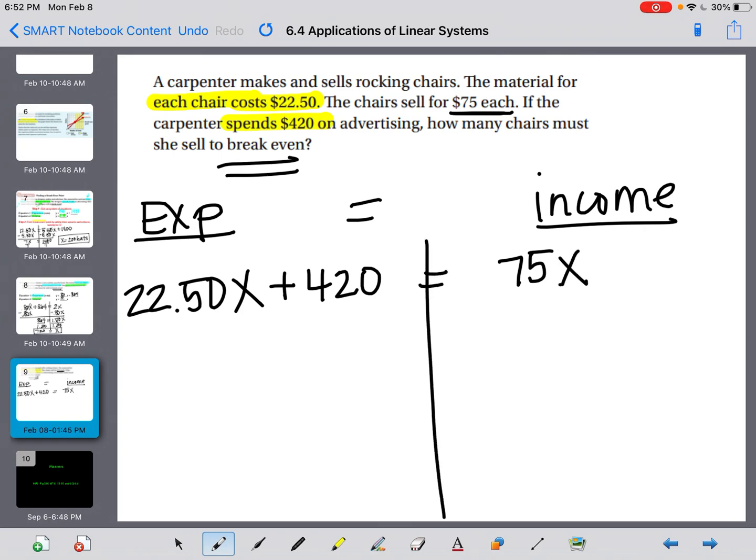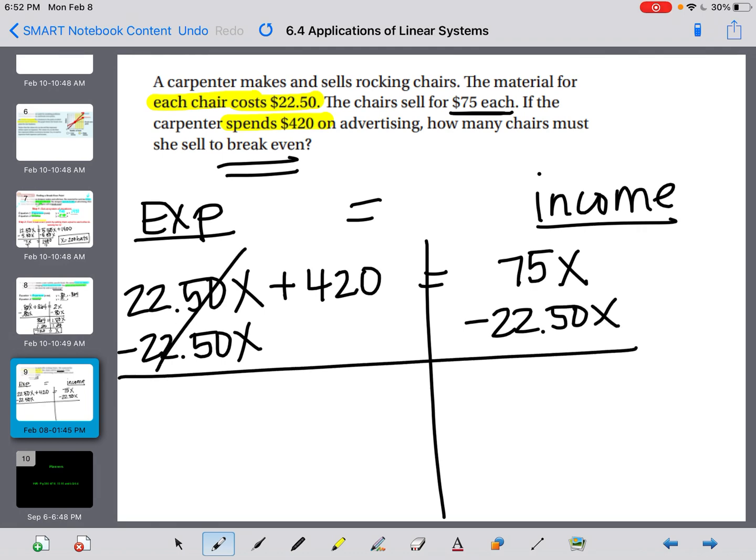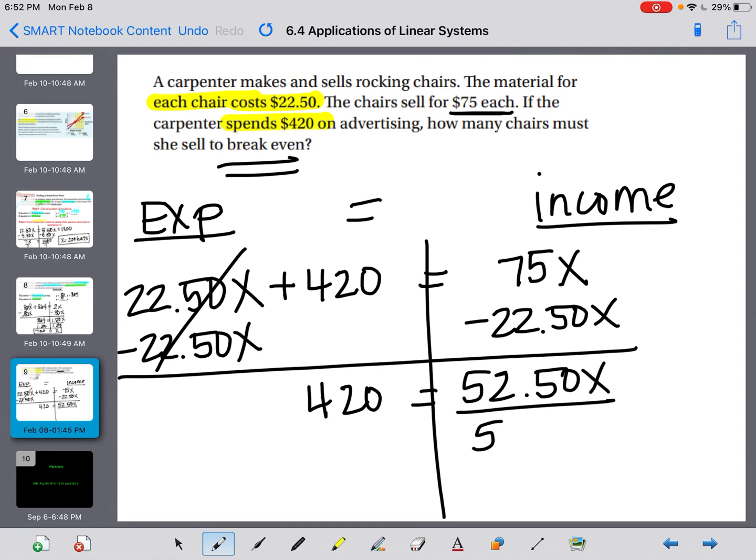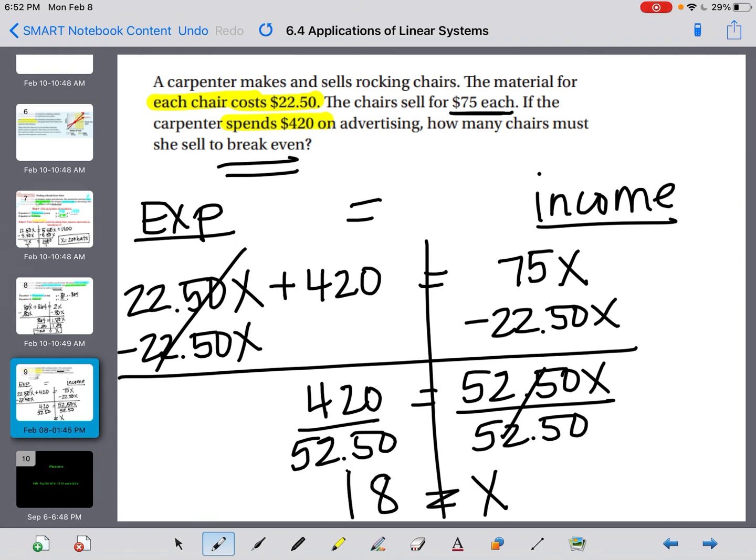Now I'm going to solve this for x. I'm going to subtract 22.50x. So I have 420 is equal to 52.50x. Divide by that 52.50, so I get x by itself. And I find out that if I sell 8 chairs, we will break even. Anything above that will give me a profit.